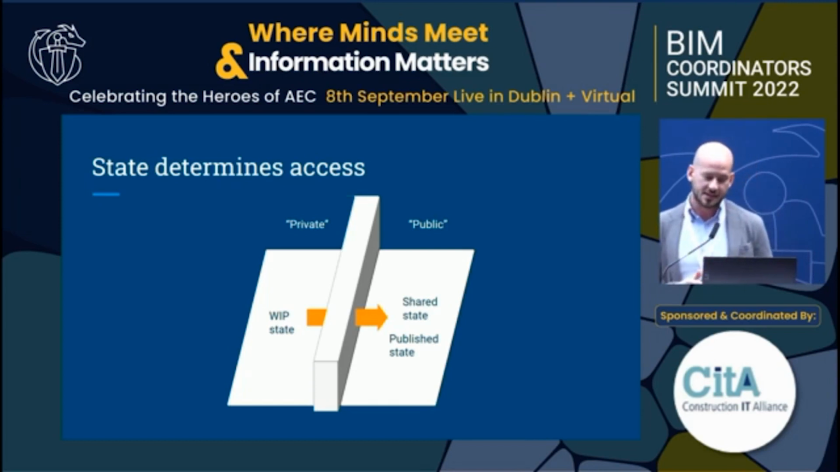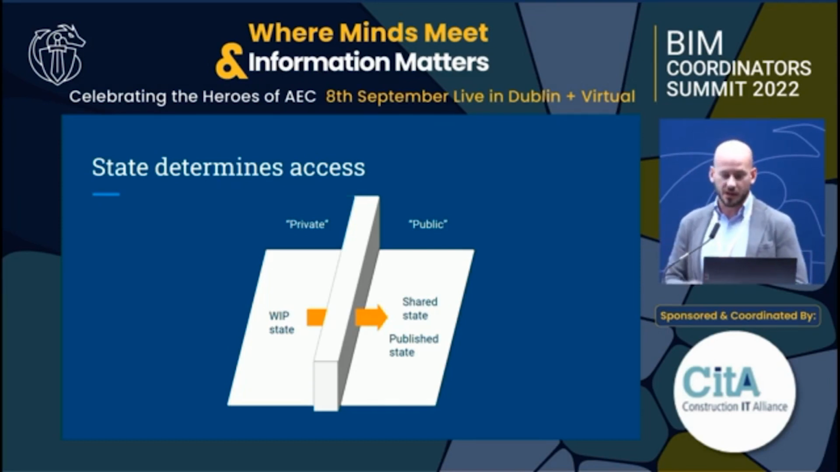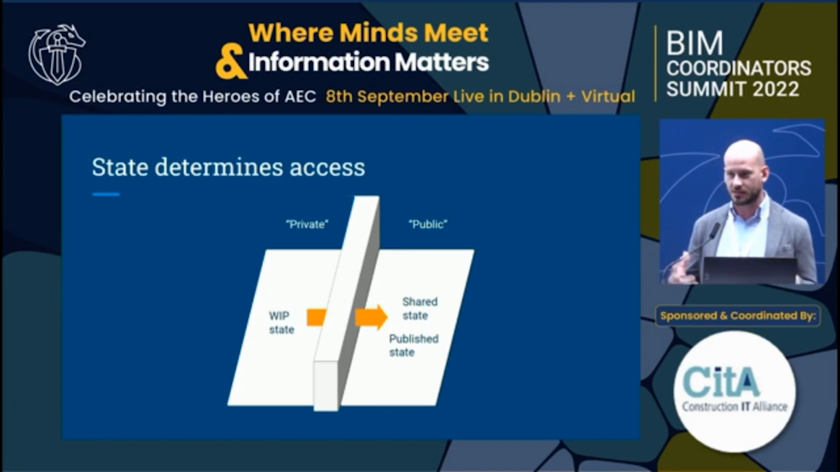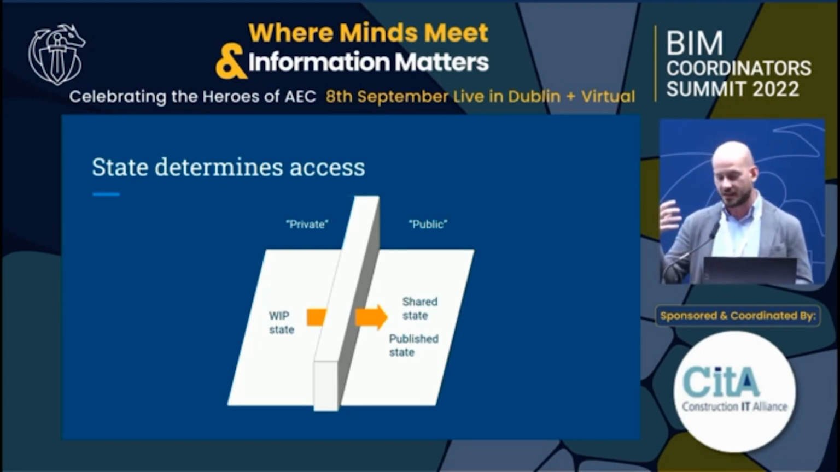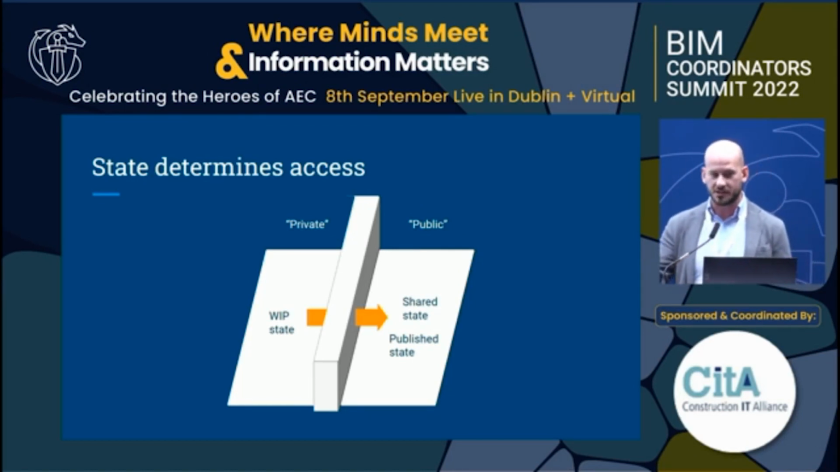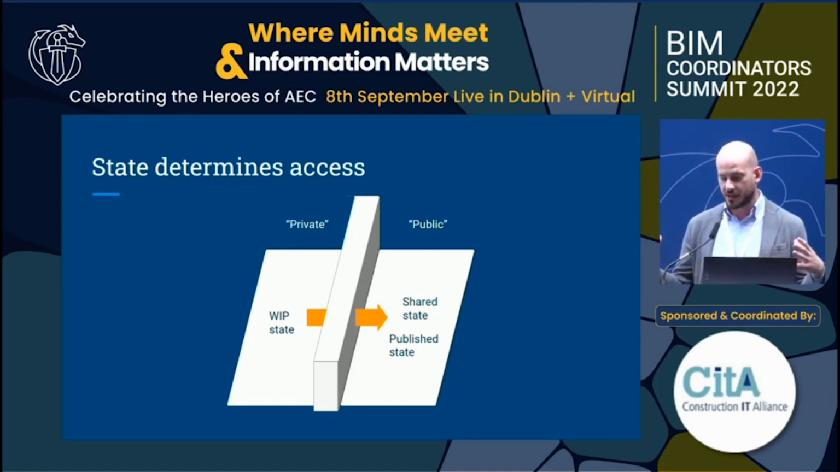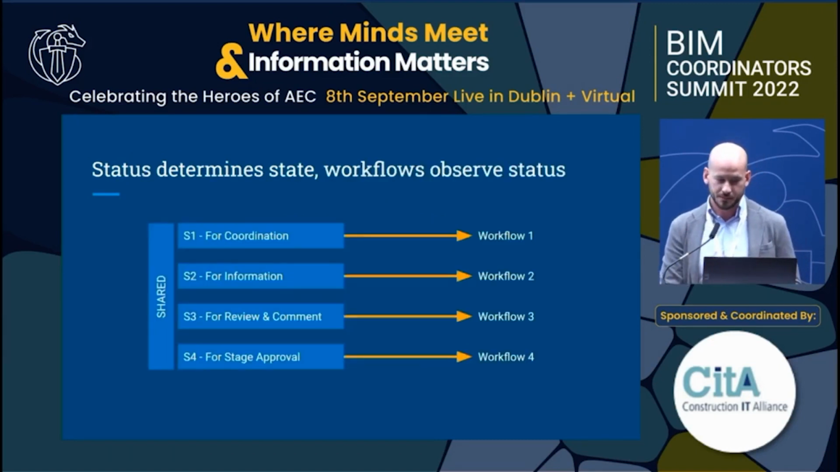One of these is that there is a work in progress state, which is private. That's where your teams do all their internal collaboration. Then you have a shared state and a published state, and everything in the shared and published states should be considered public. The reason is that the transfer of information happens in the shared and published states, between your EDMS system and any other EDMS system used on the project.